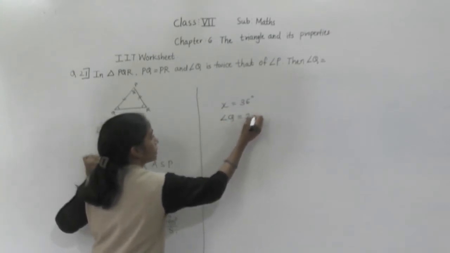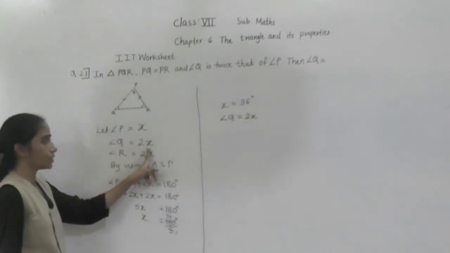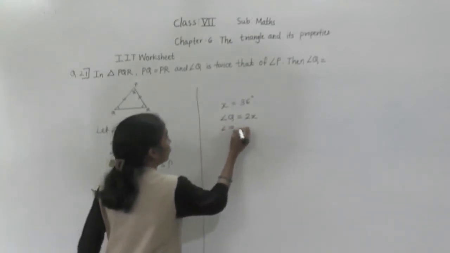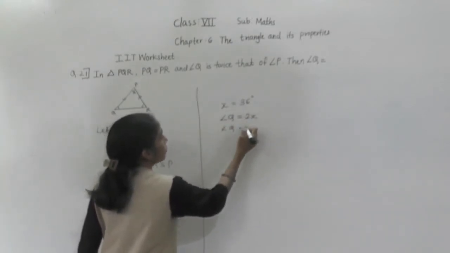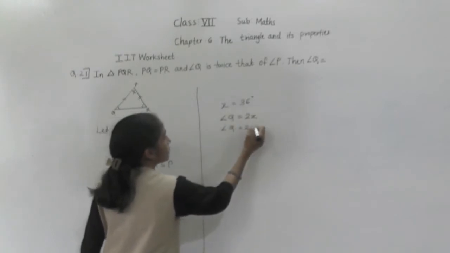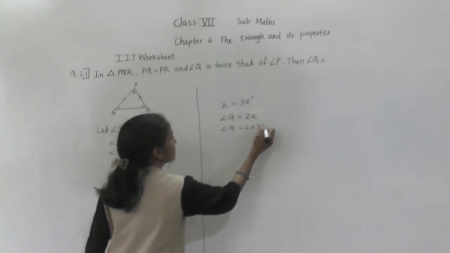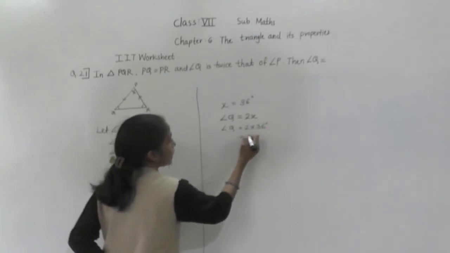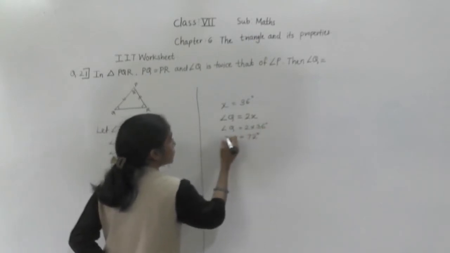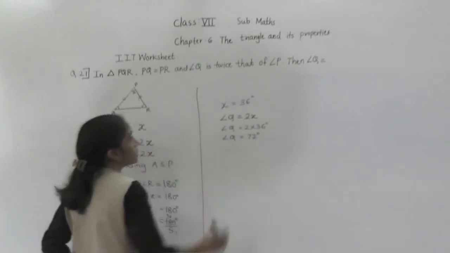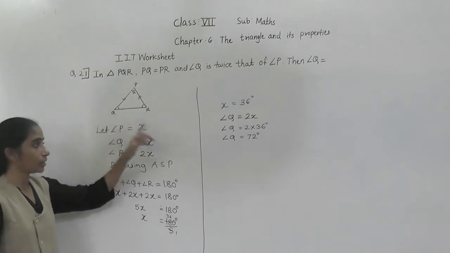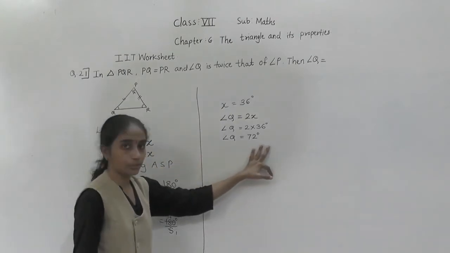Angle Q is equal to 2X. Now put the value of X, which is 36, into this. So 2 times 36 is 72 degrees. So angle Q, how much did we get? Angle Q is 72 degrees.